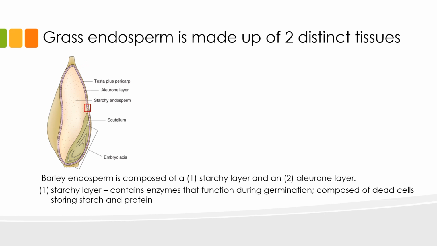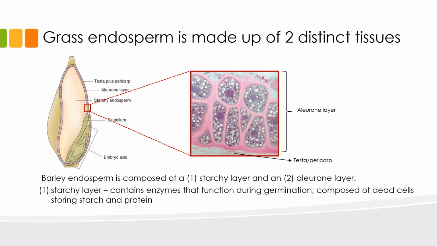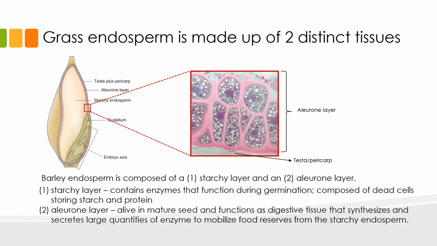In contrast to the starchy endosperm, the aleurone layer is alive in the mature seed. After germination, it functions as a digestive tissue that synthesizes and secretes large quantities of enzymes such as alpha amylase to mobilize food reserves that are located in the starchy endosperm.